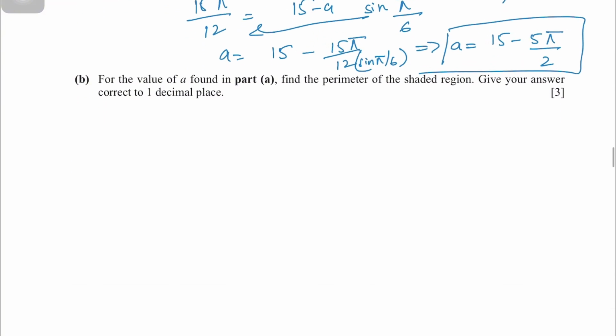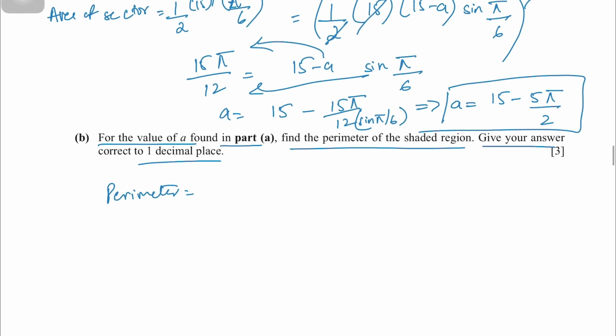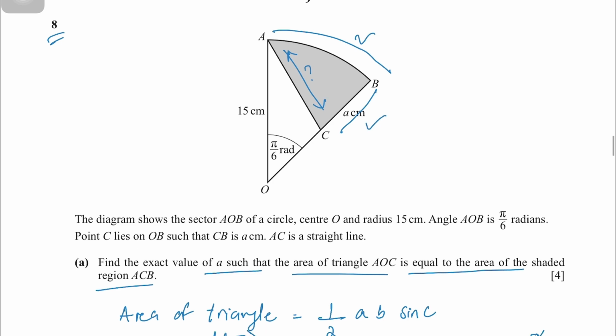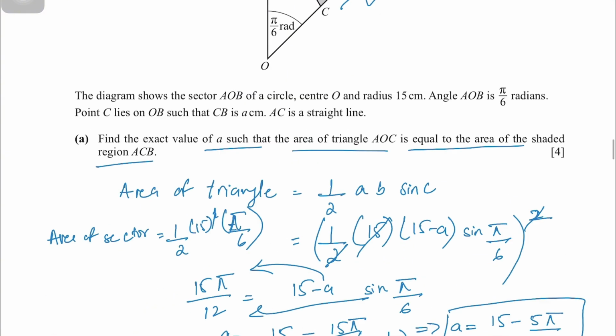Moving on to part B, we have: for the value of a found in part A, find the perimeter of the shaded region, giving your answer correct to one decimal place. So we have to calculate the perimeter. Let's just go back. So what is the perimeter? Perimeter of the shaded region. So we need this arc, this, and then this. We don't have this. We can calculate this, and we have this. We need to calculate this by using cosine rule. So let's first calculate that using cosine rule.